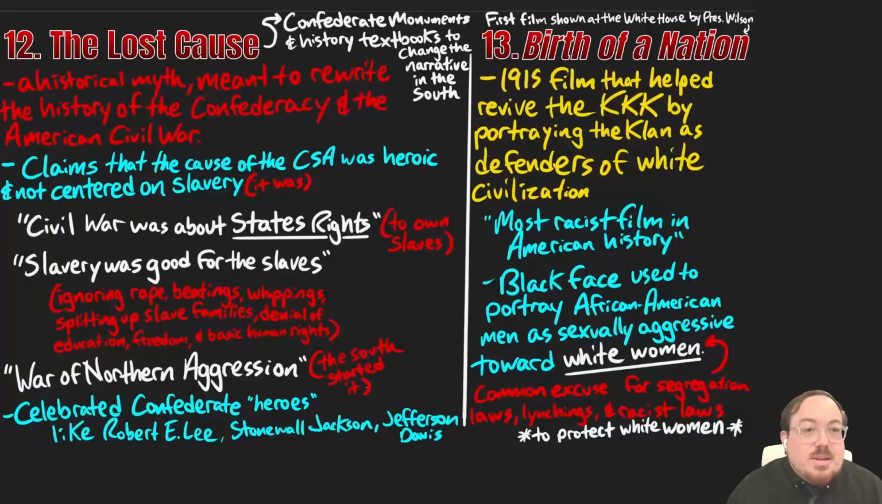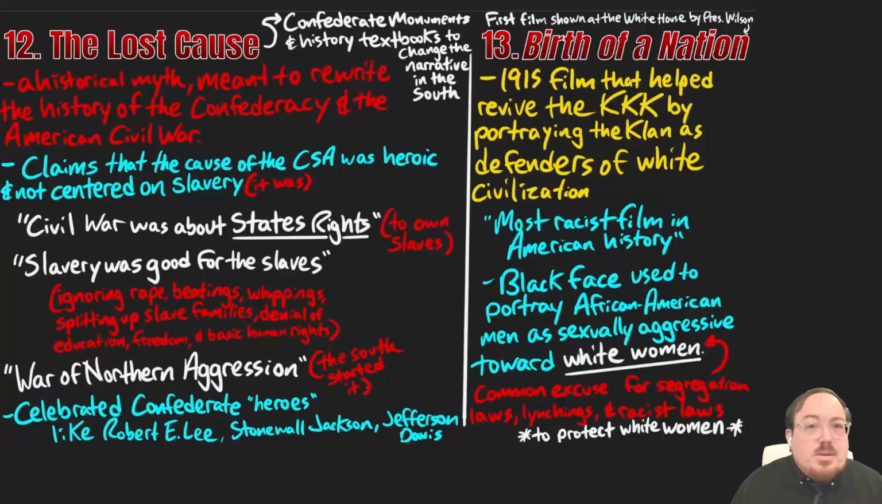They also would nickname the Civil War the War of Northern Aggression, even though the South started it at Fort Sumter. And they also would try to push ideas that kind of ignore a lot of the bad things about slavery, ignore the rape, ignore the beatings, the whippings, the splitting up of slave families, and denial of basic human rights by saying that actually slavery wasn't very bad. It wasn't violent, it wasn't horrible, and it was actually even good for slaves.